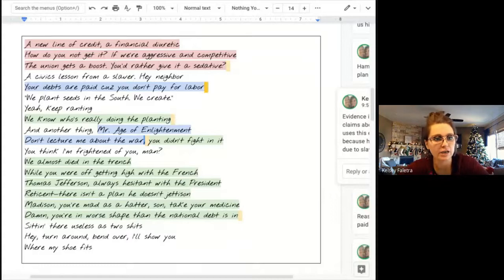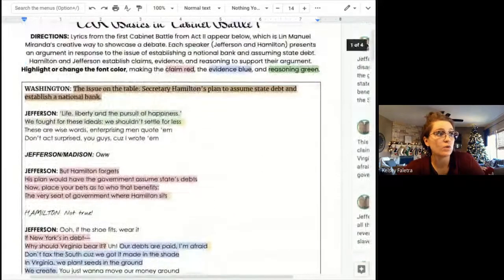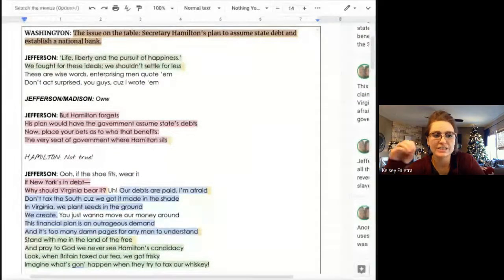It's an ad hominem attack, right? So he says, you're not allowed to talk about fighting in a war because you didn't fight in the war. You were off with the French and living in luxury. And as he says, getting high with the French instead of actually fighting for liberty, okay? So this is what it looks like when we have a position developed, not just an opinion, not just a statement of what you think or want your audience to think, but an actual position with reasoned evidence, okay?